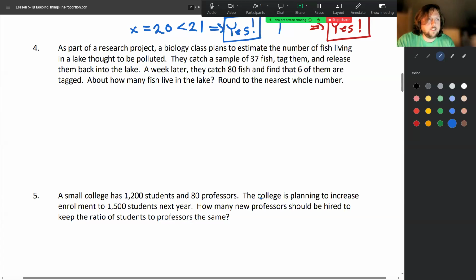This uses ideas about sampling, random samples, and probability. So let's go ahead and set this up. So we have, let's say, tagged to total.